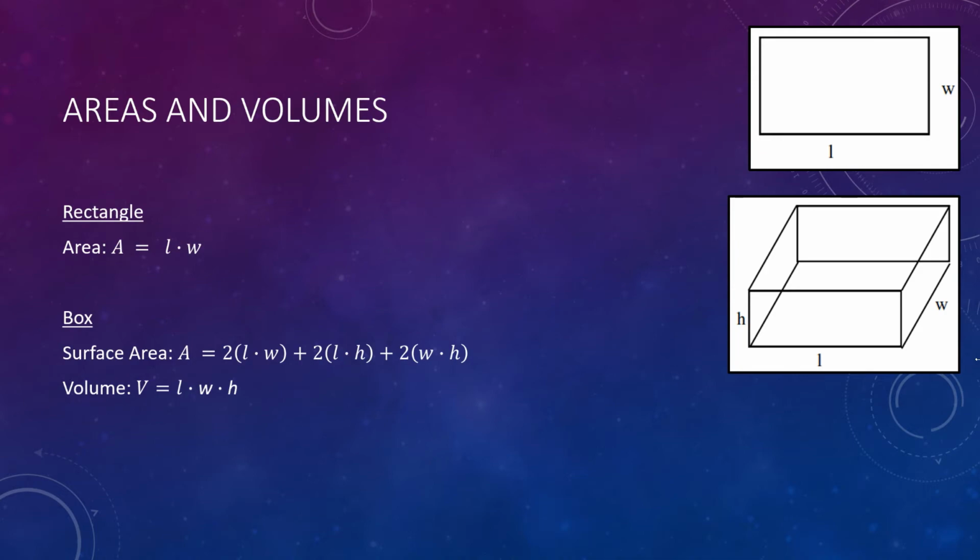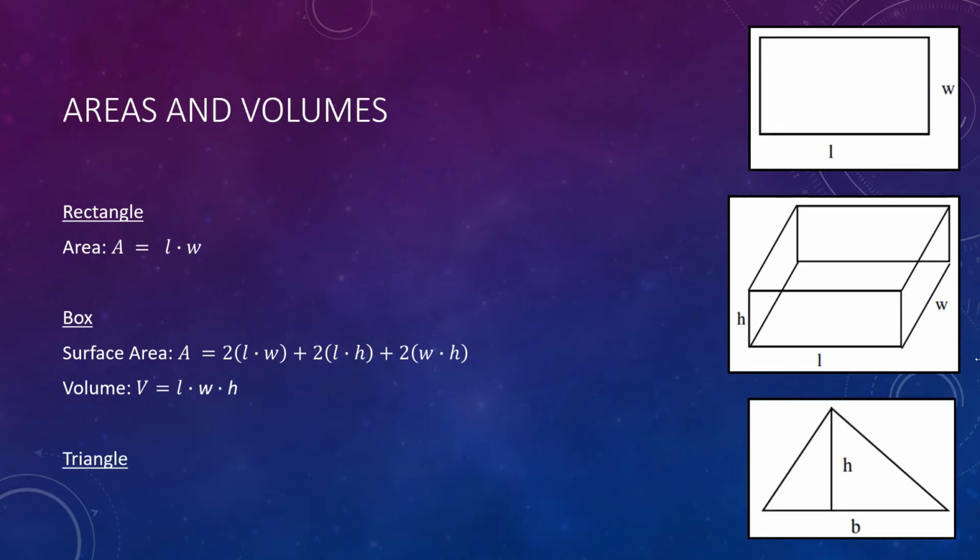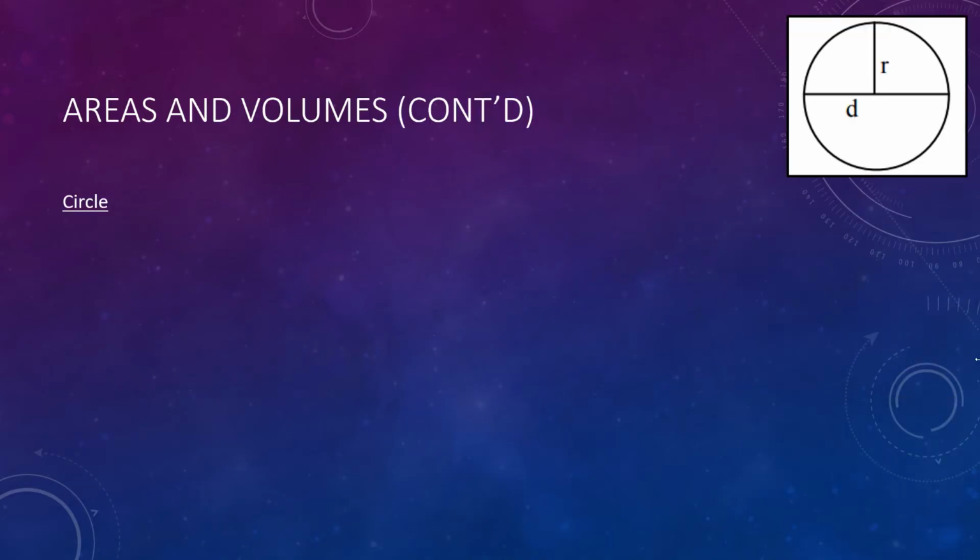Another shape that we might commonly see in the course is a triangle. The triangle is defined typically by the base, B, and the height of the triangle, H. If you wanted to find the area of a triangle, it is 1/2 base times height. But wait, there's more. We will encounter circles.